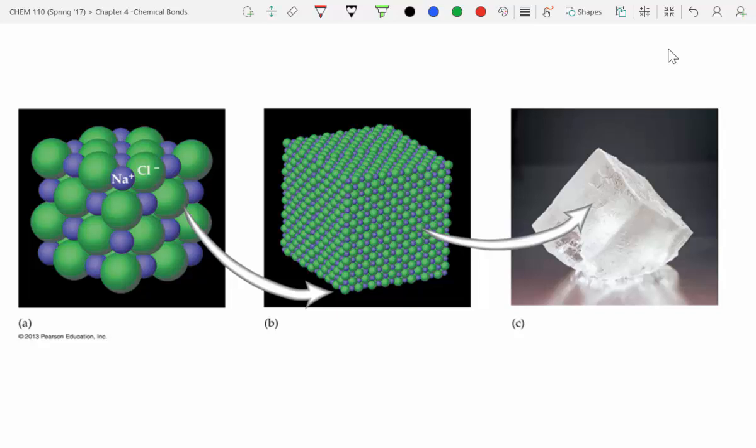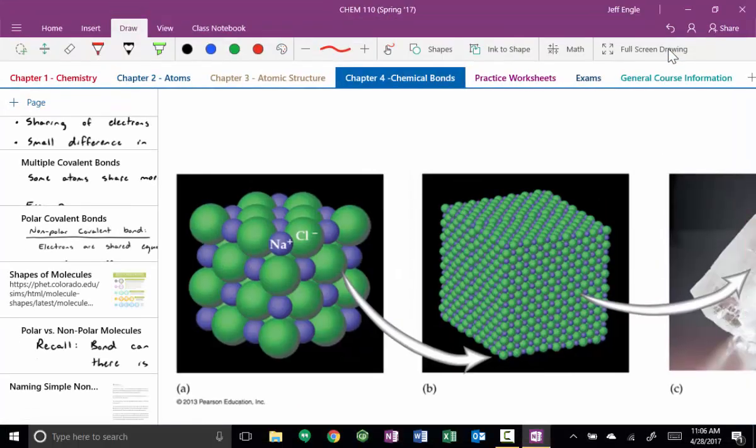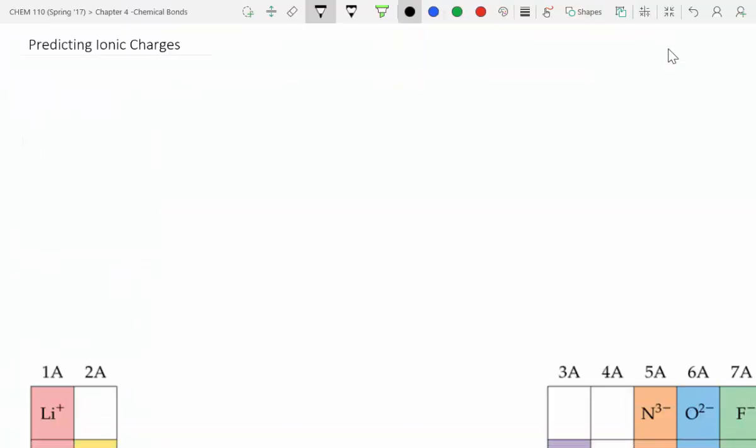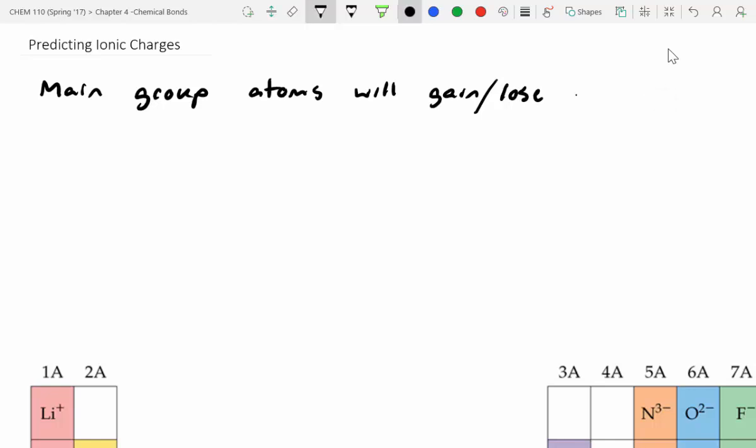So let's talk about how we can predict the charge for a cation or an anion, and it's pretty dang easy. So let's make a little note. Main group atoms will gain or lose electrons in order to have an octet.